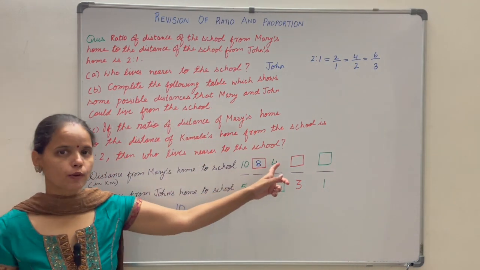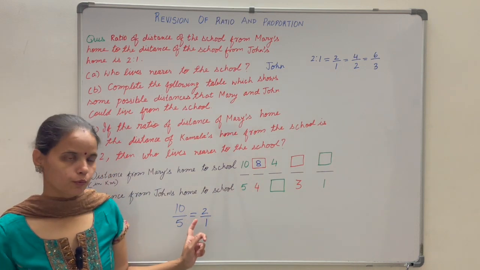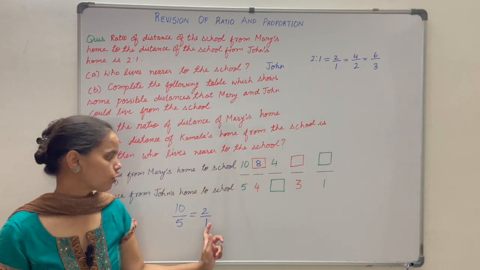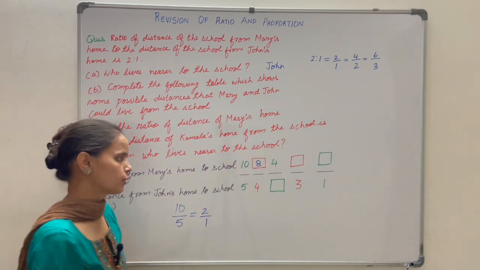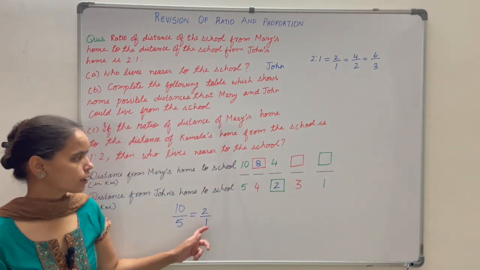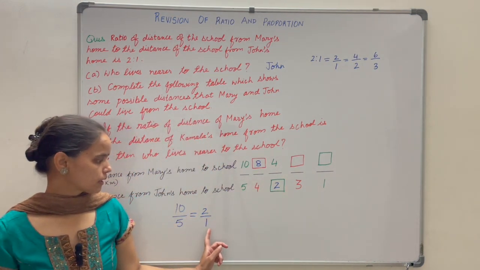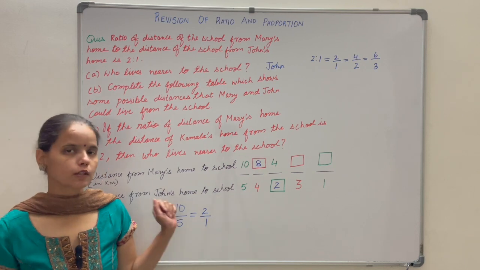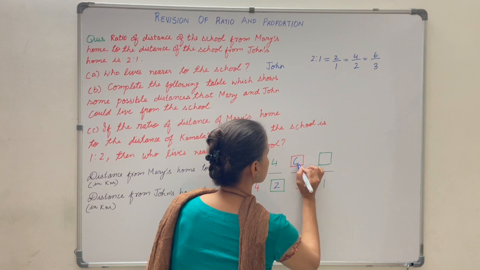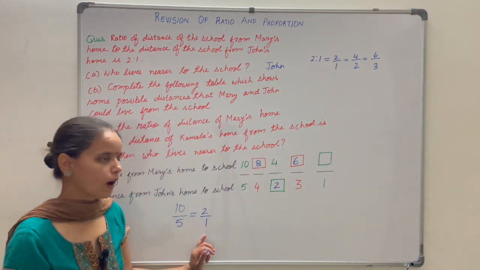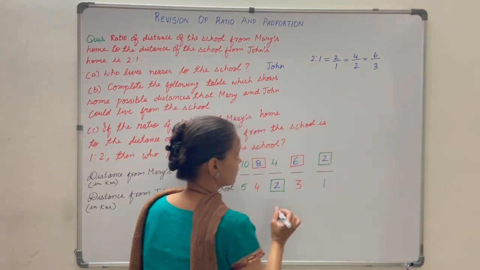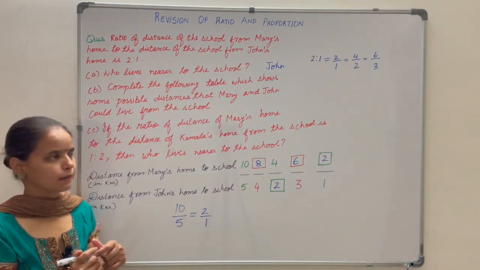In the numerator you have 4. Here it is 2. That means you have multiplied by 2 to get 4. So the denominator also you have to multiply by 2. So you will get 2 here. In the denominator here it is 3. That means this is multiplied by 3. So the numerator also has to be multiplied by 3. So you will get 6. Denominator is 1, so numerator is 2. So like this you can fill in this table.